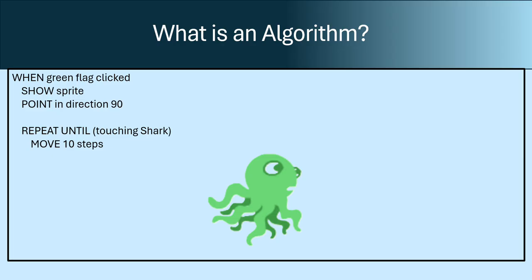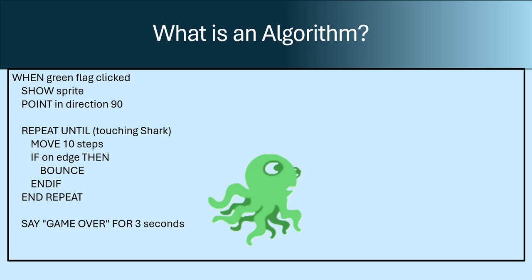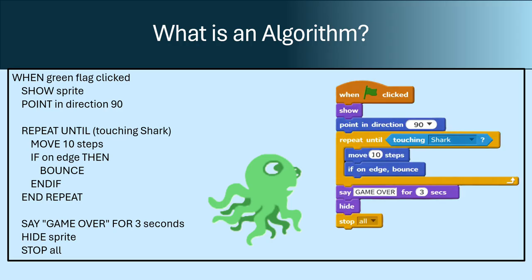In the meantime, it will move 10 steps. If on edge, it would bounce because we don't want it to stick to the edge. And then end if, and repeat, that means that it will come out of that loop and then game over. We then hide the sprite. We now need to stop the game, so we would have stop all. So this is what our code will look like in Scratch for the octopus.